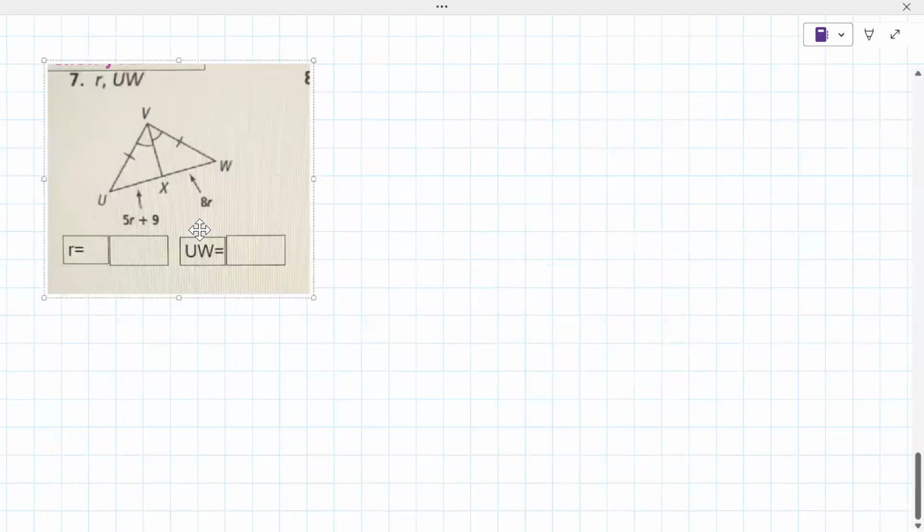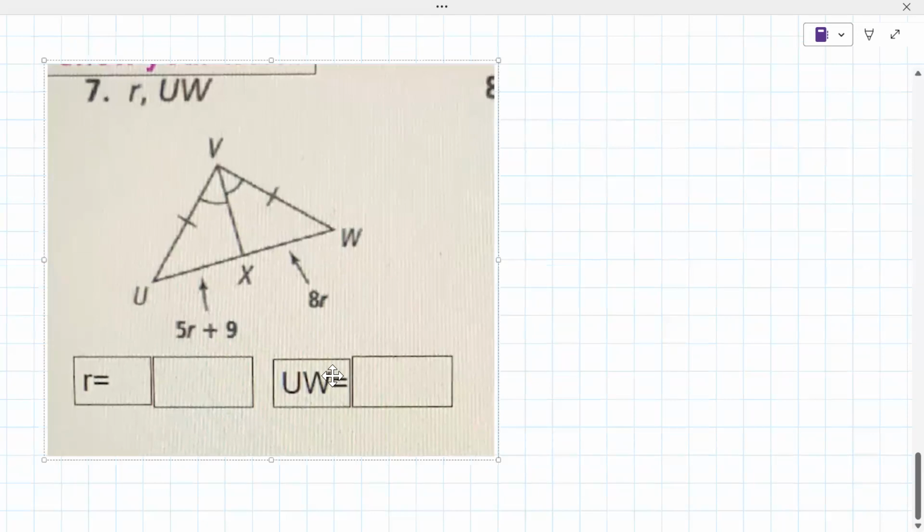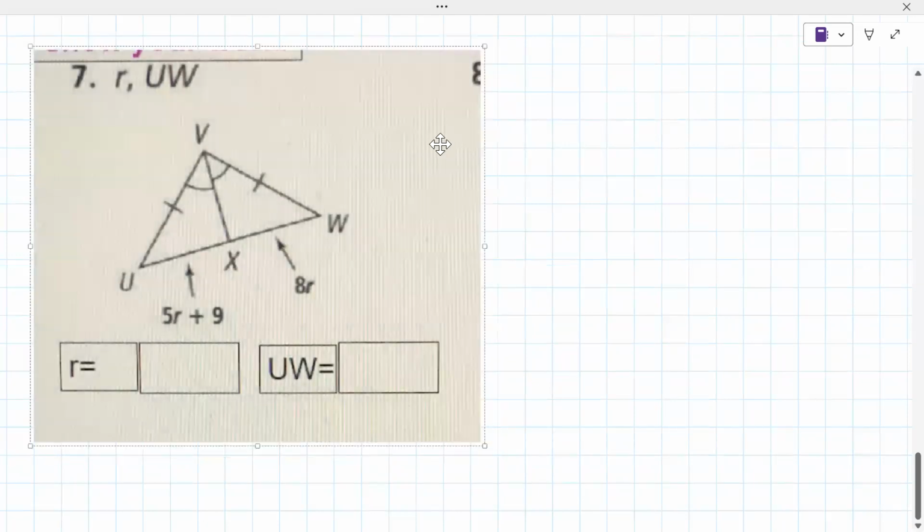Let's have you get involved here. I mean, it's really not gonna be any different. You're gonna set equal something, solve for the variable, put it back in. Why don't you give this one a try, please?